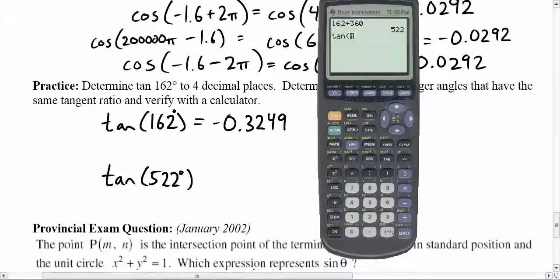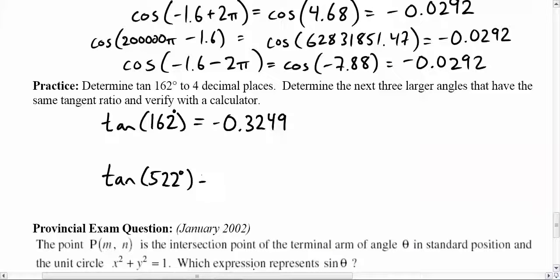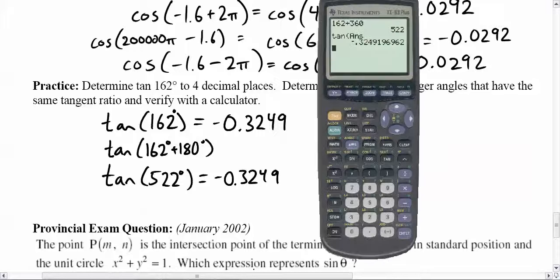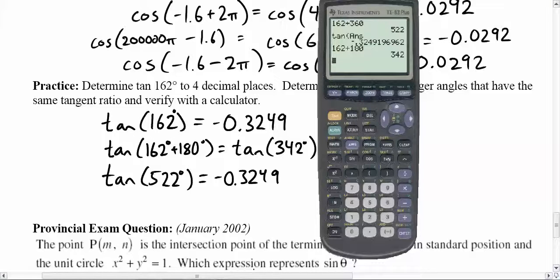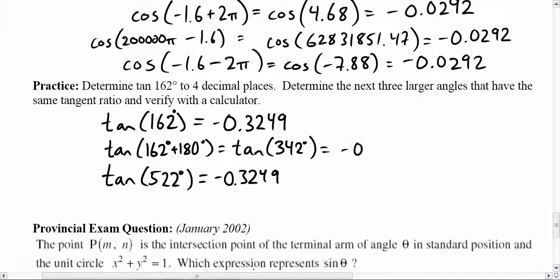Tangent of that angle is the same answer. But that's not the next biggest one. That's why I left some space. You can just add 180. Tangent is special. Tangent repeats after every 180 degrees. So all you have to do is add 180 to the angle, and you should get the same answer. This doesn't work for sine and cosine, it's only for tangent. Tangent repeats every 180. So tangent of 342 should also give me the same ratio.